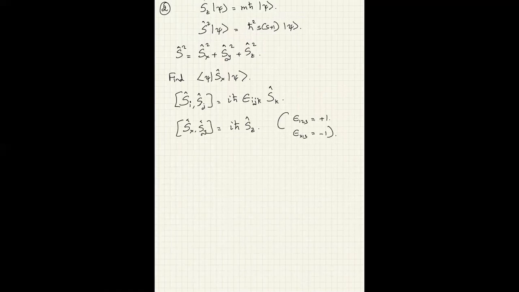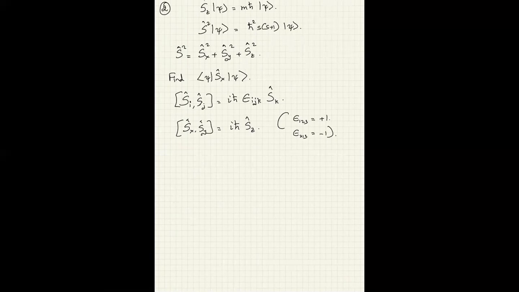Now let me take the expectation value of both sides. The left-hand side is an operator, the right-hand side is an operator, so let me sandwich this between a bra psi and a ket psi. Sorry, I need to find Sx, so this is not the right commutation relation to look at. Forgive me.